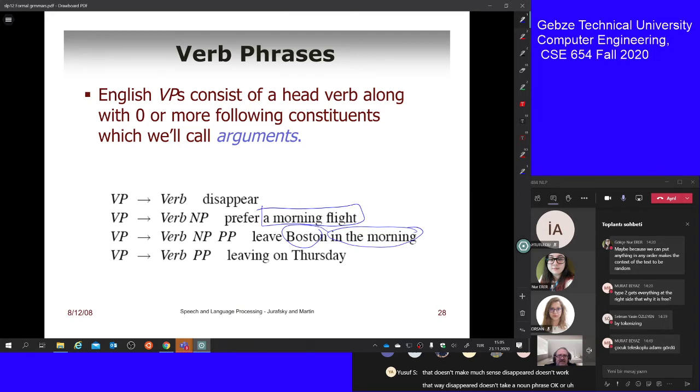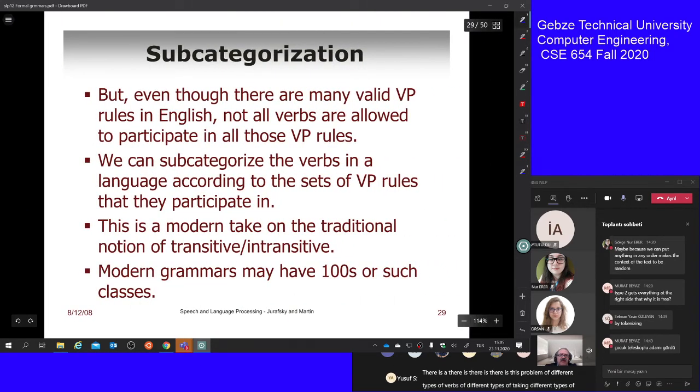Leave doesn't take a prepositional phrase directly. That's why there is this problem of different types of verbs taking different types of rules. And how did they deal with this problem? They say, okay, let's subcategorize these rules. Not all the rules are applicable for all the verbs. Even though there are many valid VP rules in English, not all verbs are allowed to participate.